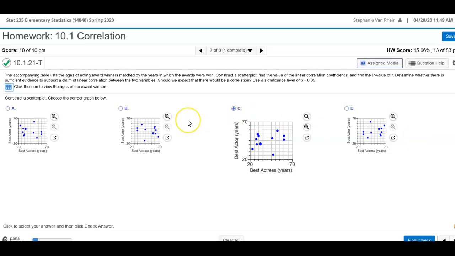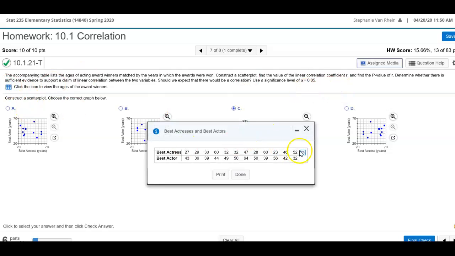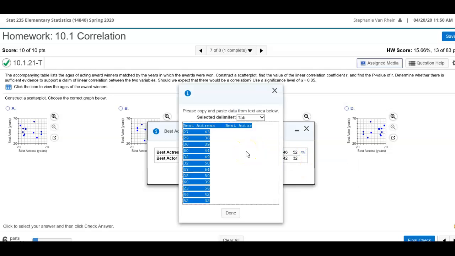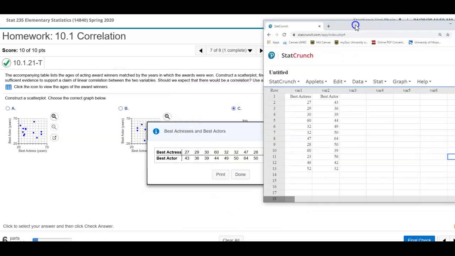In this video, I'm going to go over 10.1.21t, and we're given a table of information that we can copy and paste in Excel or in StatCrunch. I'm going to use StatCrunch. I'm going to open it in my clipboard, copy it, and paste it into StatCrunch.